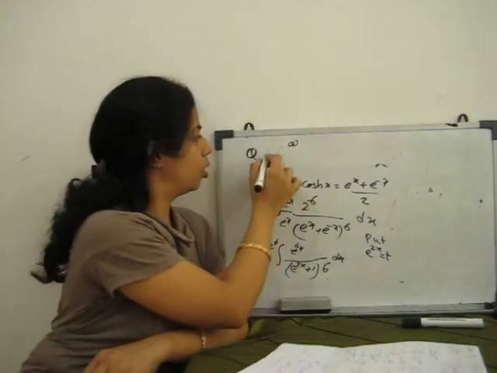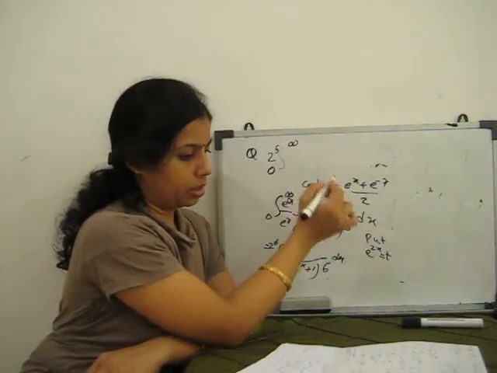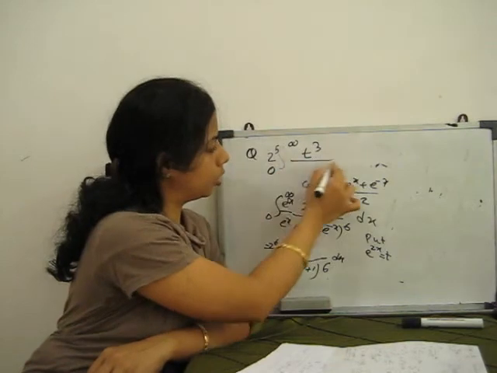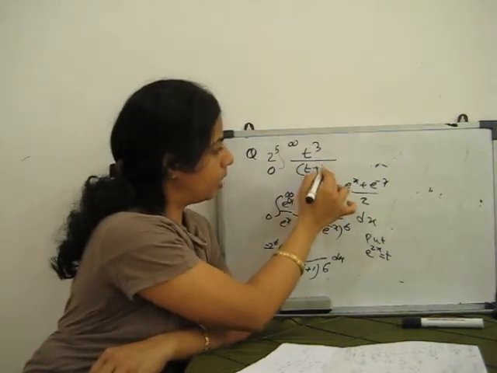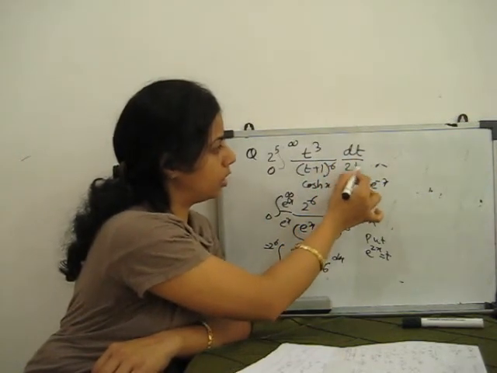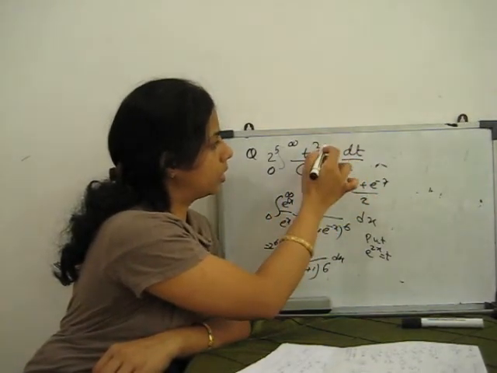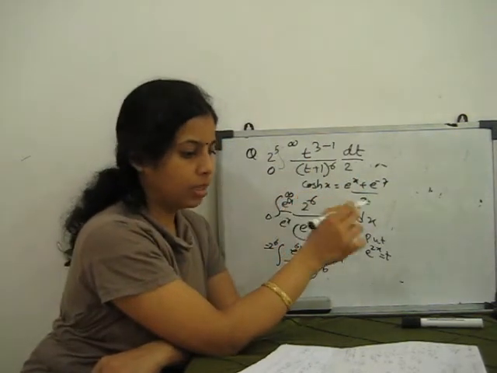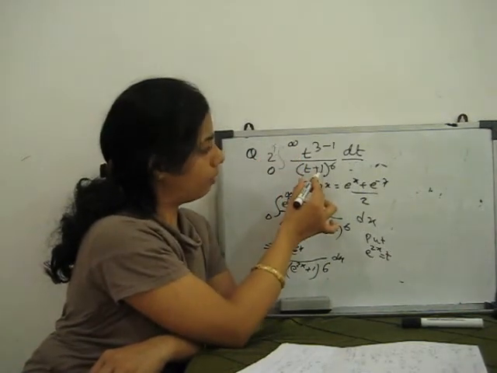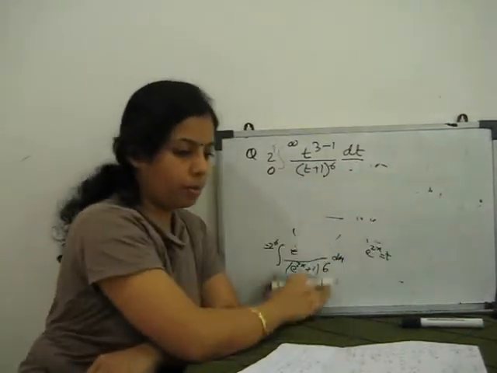The limits are also changing, going from 0 to infinity. When we substitute, we get 2 to the power 5, and t to the power 3 because e to the power 6x is t to the power 3, over t plus 1 to the power 6, dt upon 2t. So it gives, if we remove this, t to the power 3 minus 1, this 2 comes here, 2 to the power 4, and t plus 1 to the power 6. And what is our beta as improper integral?